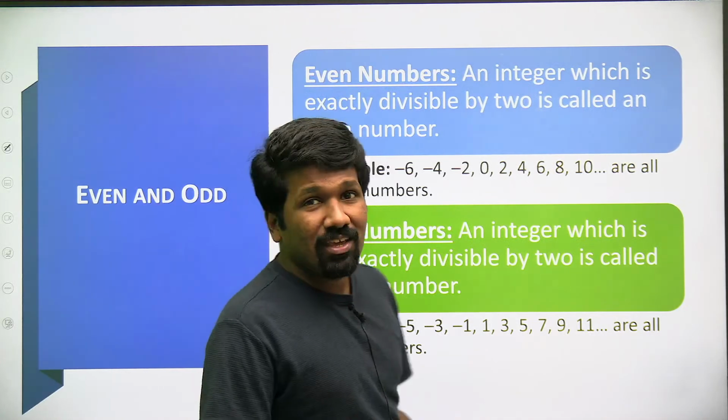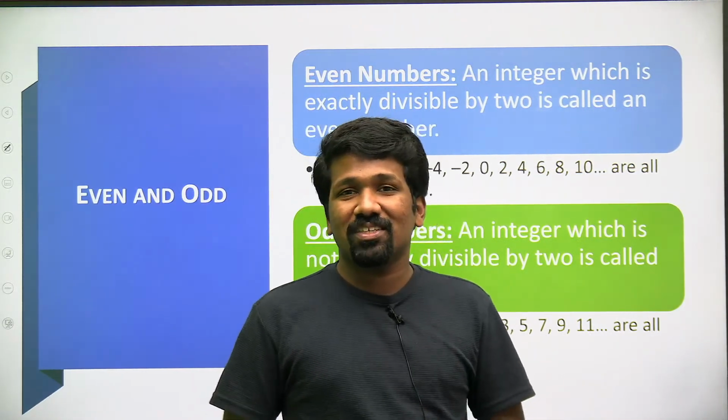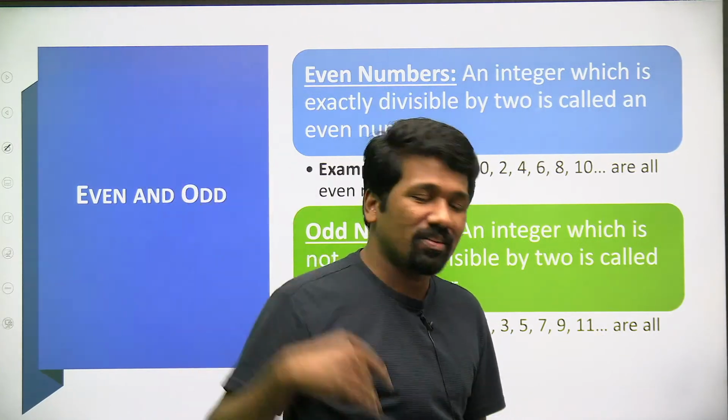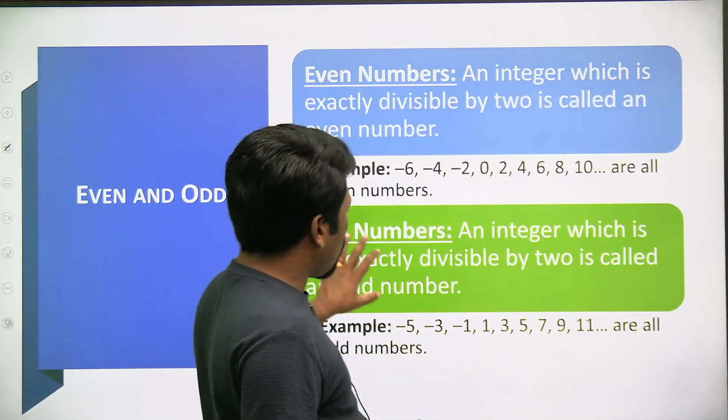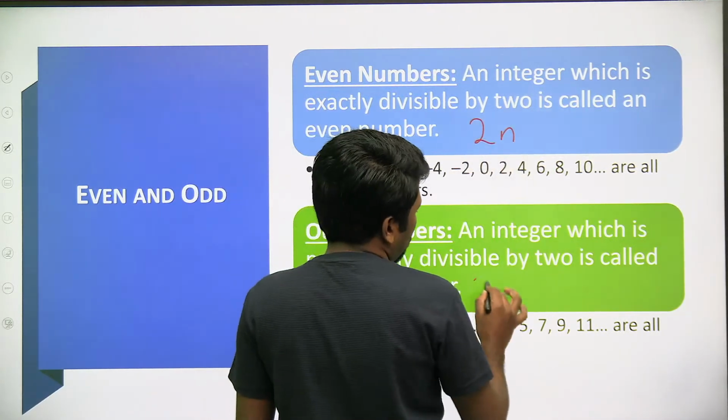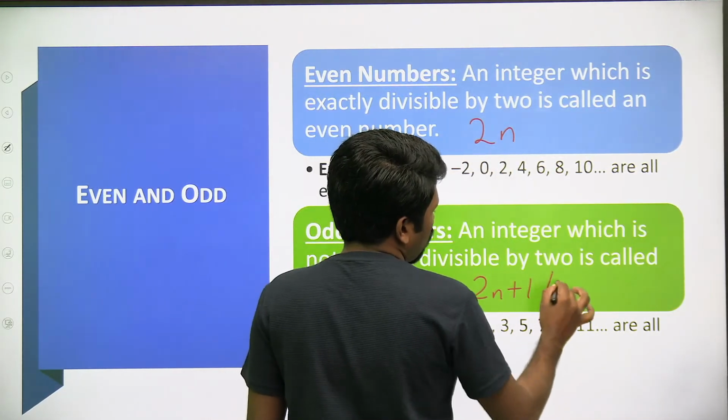So first even integer you cannot say which is it, because there is no starting and ending. It is minus infinity to infinity, na? Similarly, odd numbers also. Even numbers are also of the form 2n. Odd numbers will be of the form 2n plus 1 or 2n minus 1.